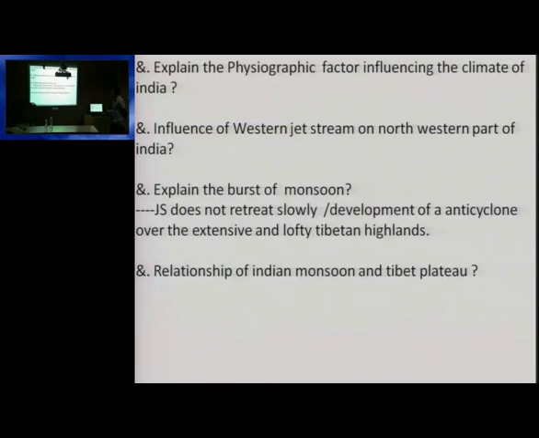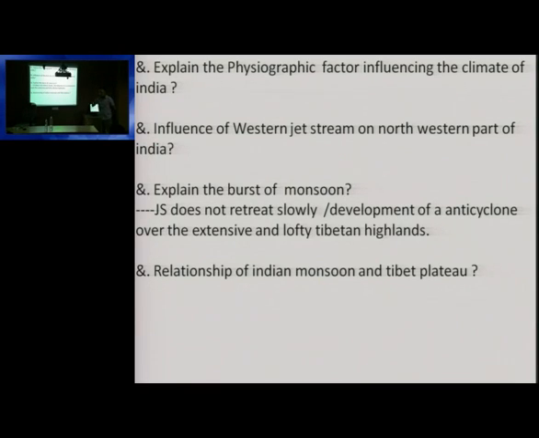See, the influence of the western jet stream on the northwestern part of India. Economically, this is the factor for the Rabi crop in northern India. Somewhat light showers are what they require, then the crop becomes very nice. It has been possible because of the western jet stream.